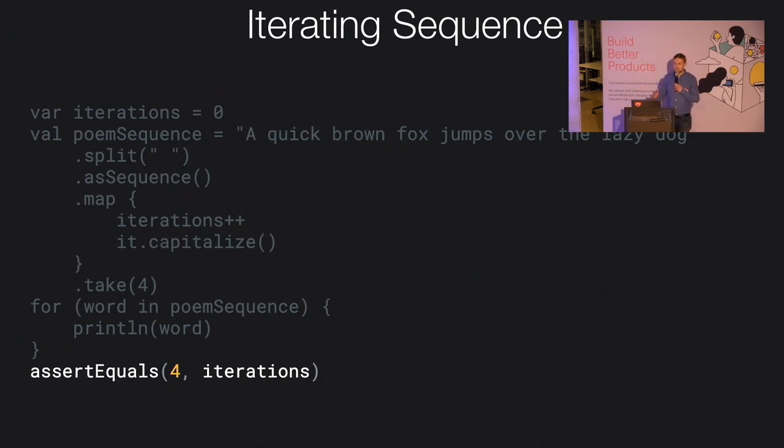So essentially, the sequence doesn't do the operators until you call a terminal operation. So in this case, iterating over the poem sequence until it's completed, then that's when it starts to do it, it basically combines all the operators into one. So that's a sequence. Pretty cool. Has obviously some real world usages, but not super exciting.